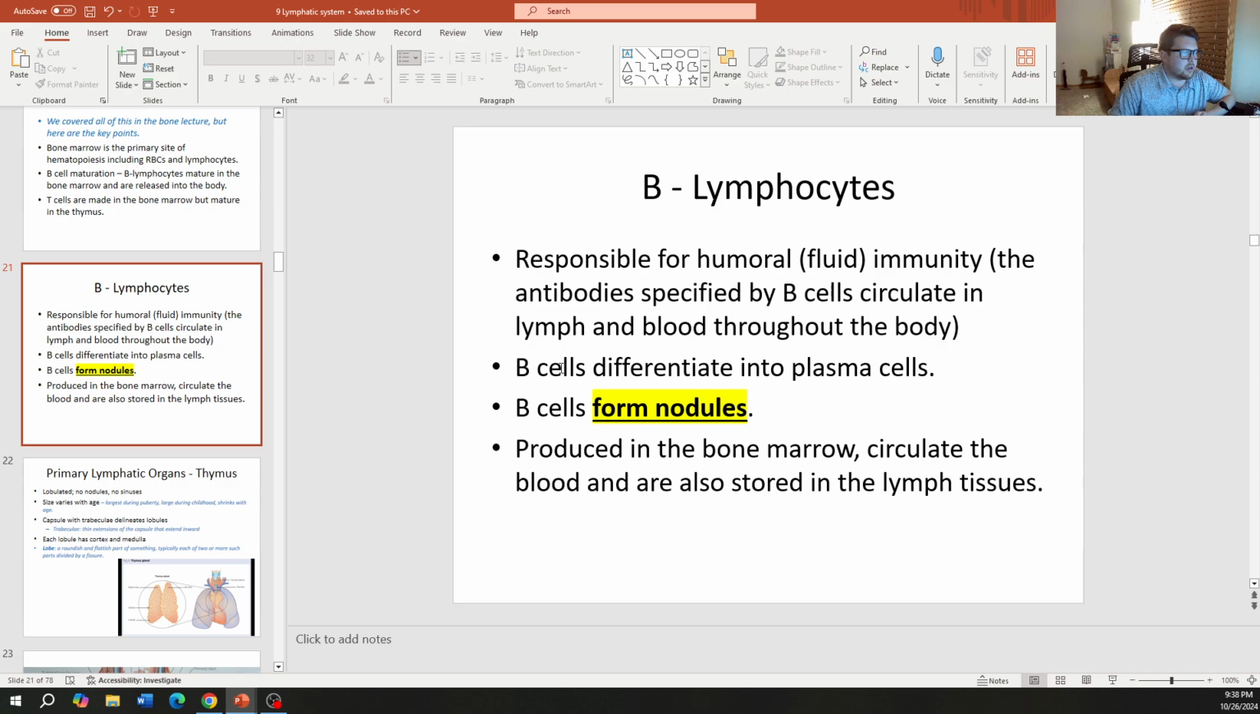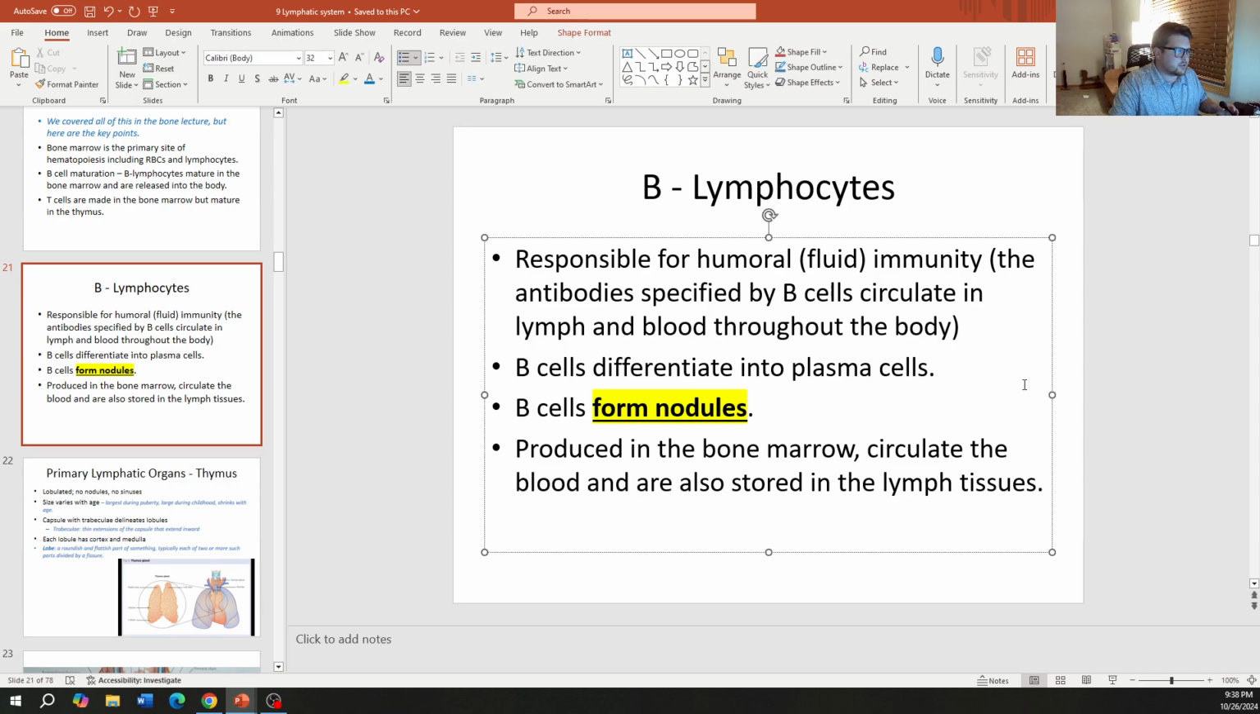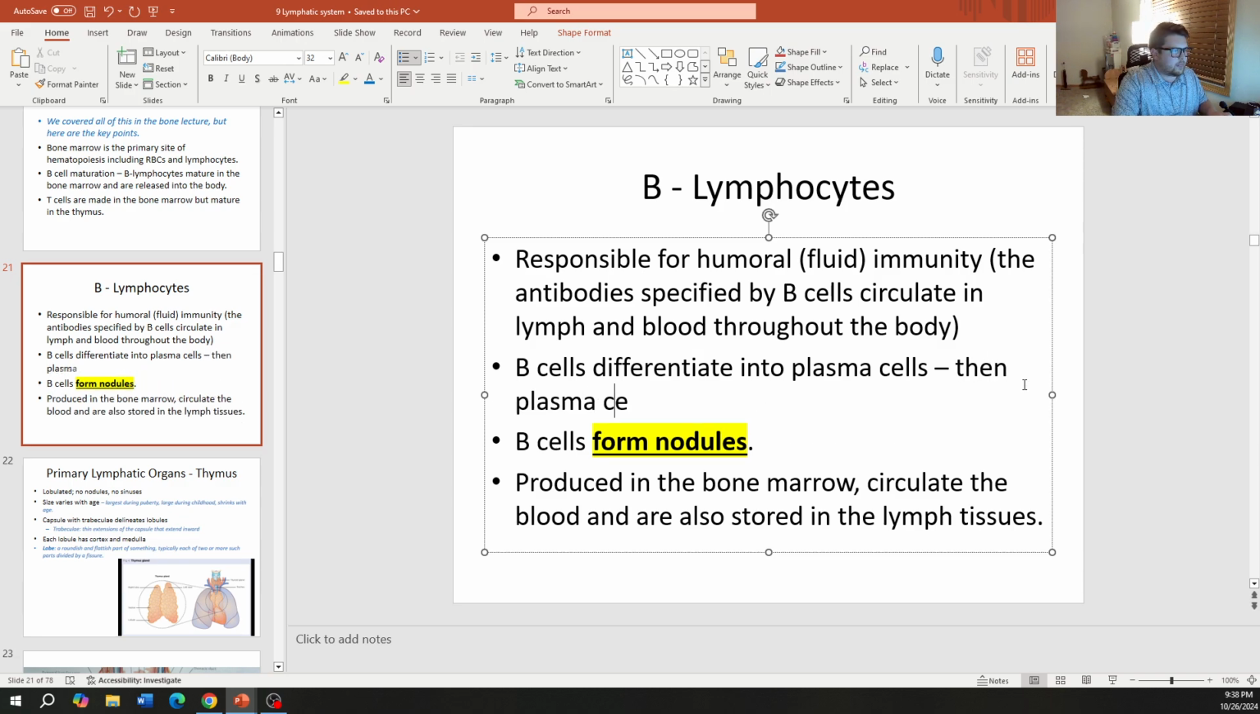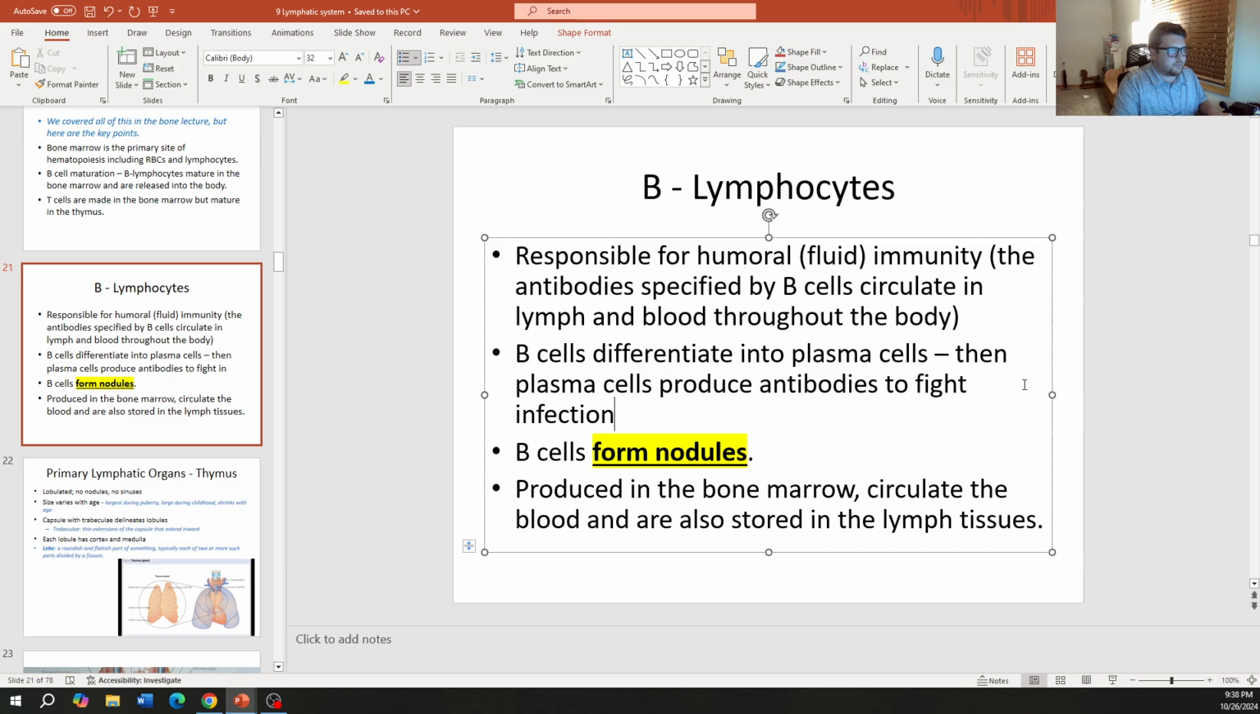A little bit of the process. B cells, when they're activated, they differentiate into plasma cells, and then plasma cells produce antibodies to fight the infection.